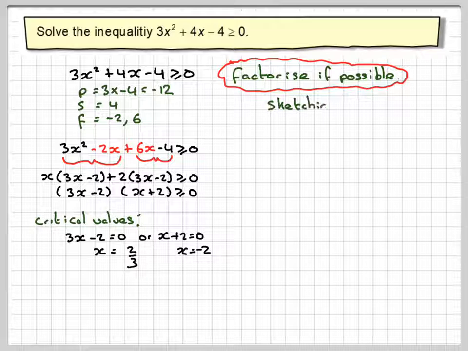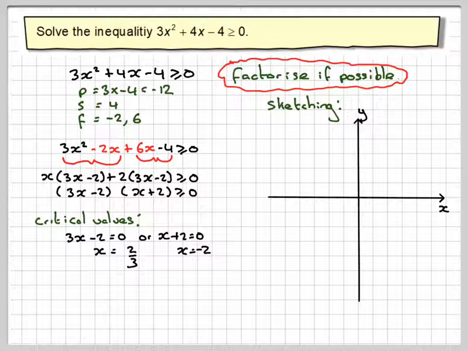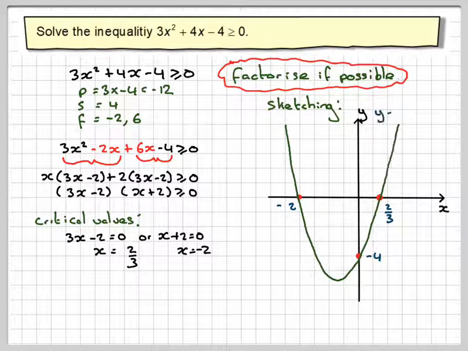Now, if we sketch this quadratic y is equal to 3x squared plus 4x minus 4, and it's only a sketch, these are the two roots, so we'll mark those on. So we've got 2 over 3 and minus 2. We also know it goes through minus 4 on the y-axis because of this number here. And we've got a plus 3x squared, so we know it goes that way. The minimum point will be somewhere over there, but we're not really interested in it. So we'll draw the graph like that. And we've got y is 3x squared plus 4x minus 4.